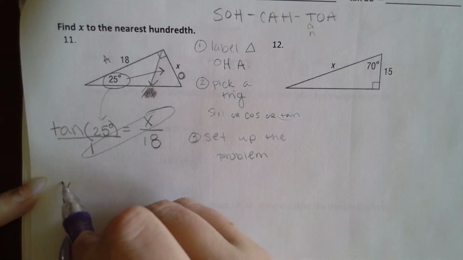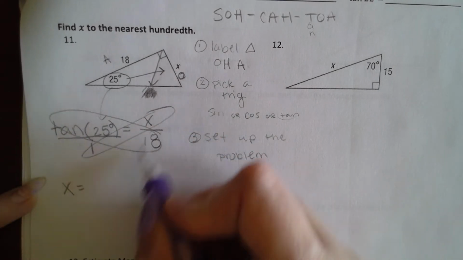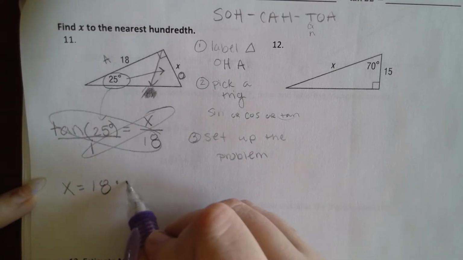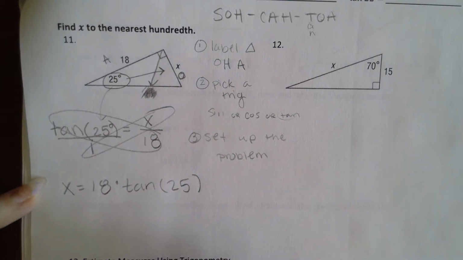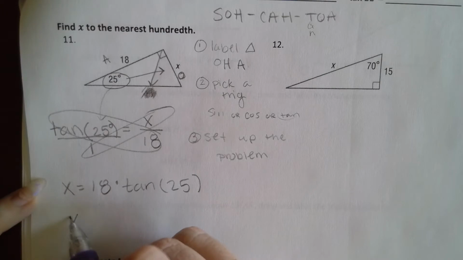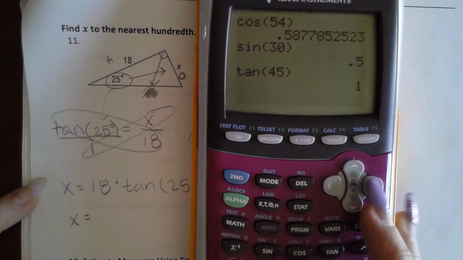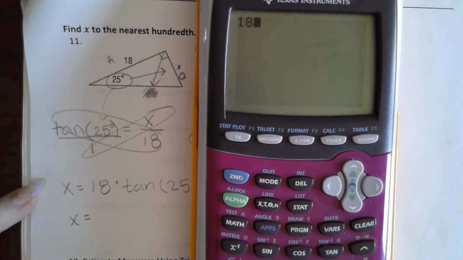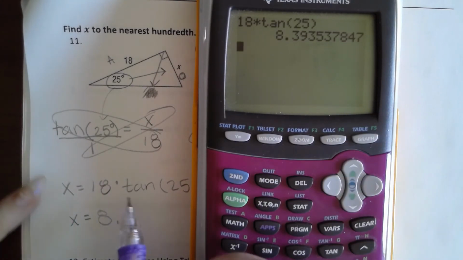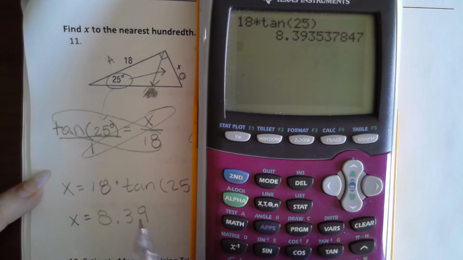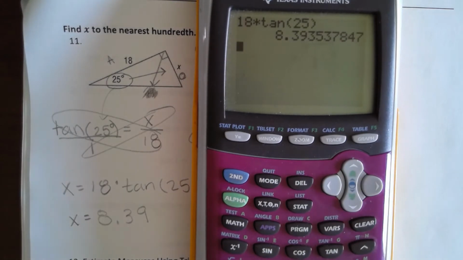Now I like to always put this over 1, and then it's super easy, we can cross multiply. x times 1 is x, and then we have 18 times tangent of 25. Now that x is all by itself, we can plug it into our calculator. We're going to do 18 times tangent of 25 and then close the parenthesis. That gives us 8 point, it says round to the 100th, which is 2 decimal places, so 8.39.